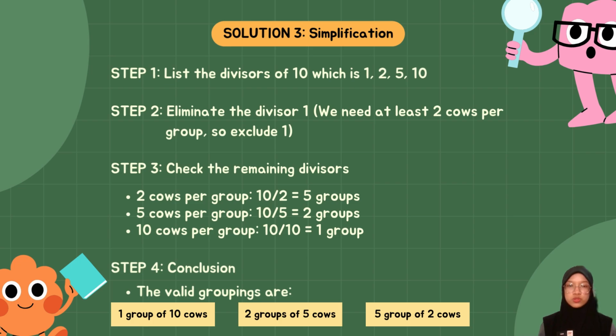So 2 cows per group, 10 over 2, which is 5 groups. 5 cows per group, 10 over 5, we have 2 groups, and 10 cows per group, 10 over 10 equals to 1 group. So step 4, we make a conclusion based on that calculation. So the valid groupings are, the first one is one group of 10 cows, the second groupings which have two groups of 5 cows, and the third one we have 5 groups of 2 cows.